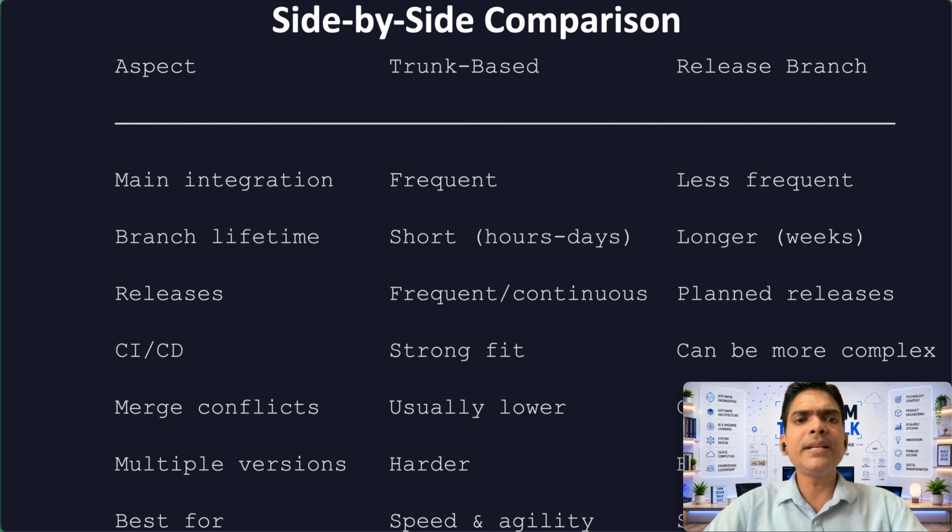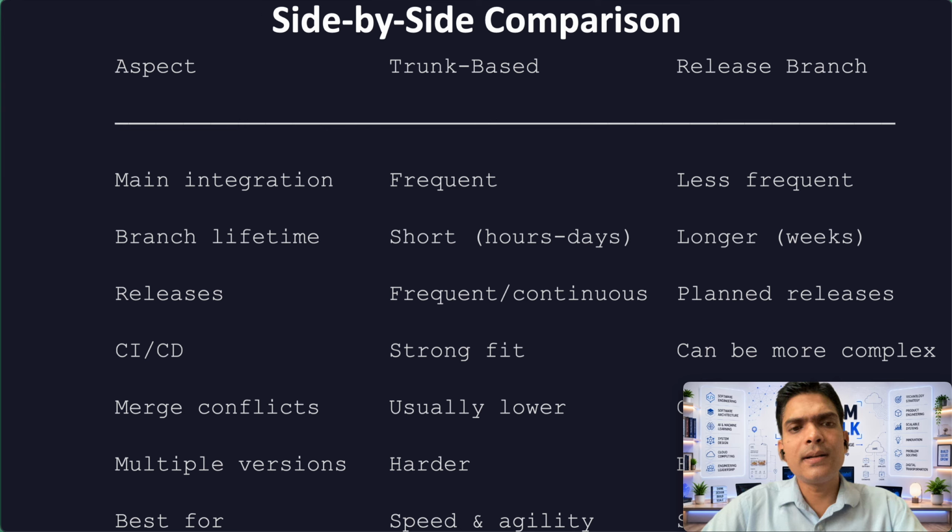So let's compare these two approaches side by side. Main integration. Trunk based has frequent integration, sometimes multiple times per day. Release branches has less frequent integration, tied to a release cycle. Branch lifetime. Trunk based branches live for hours or days. Release branches can live for weeks or months.